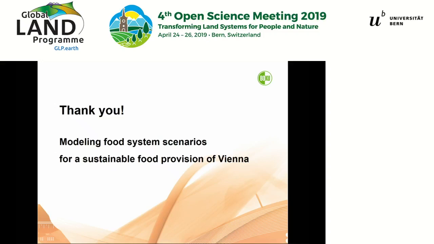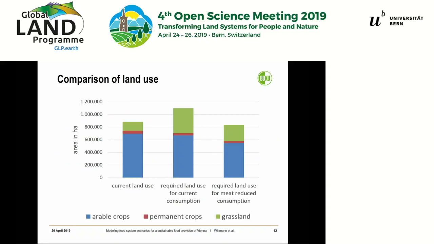Yes, please. It's not really a question, just my opinion from the results. You were saying that in the current situation, there is not enough land for Vienna. It's almost 2 million people. You have only taken 50 kilometers around, and you haven't taken into account farmers that are not willing to change. Considering your hypothesis, maybe that's why it is not enough. Well, just a comment.